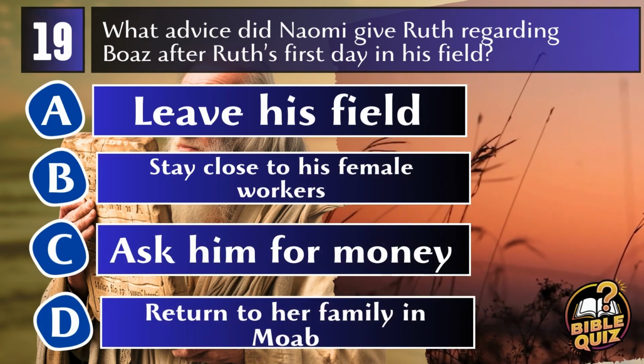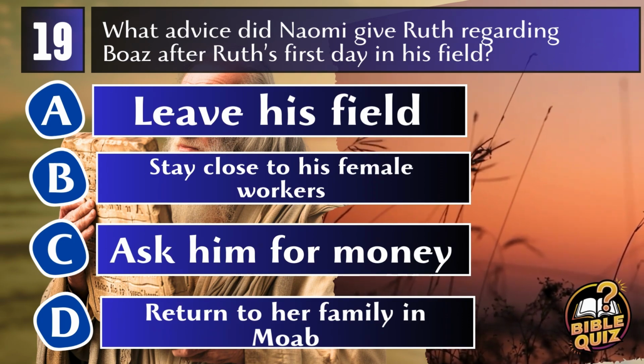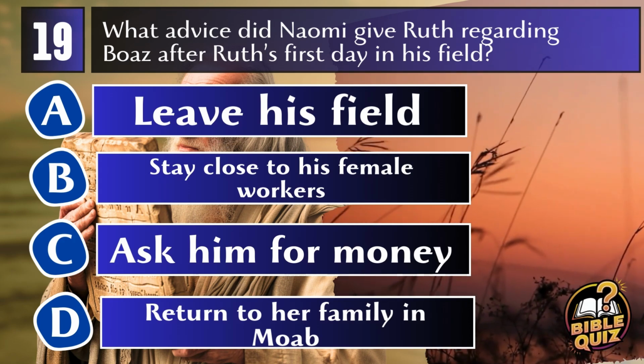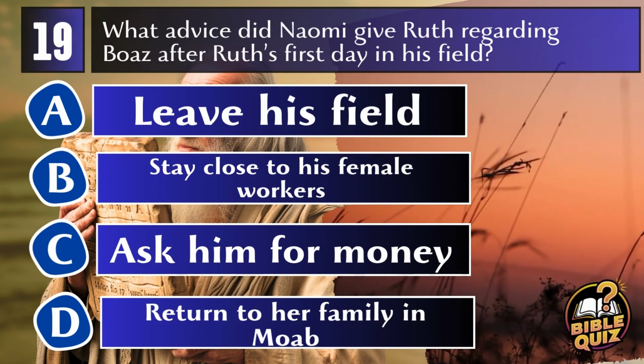Question 19. What advice did Naomi give Ruth regarding Boaz after Ruth's first day in his field? A. Leave his field. B. Stay close to his female workers. C. Ask him for money. D. Return to her family in Moab.